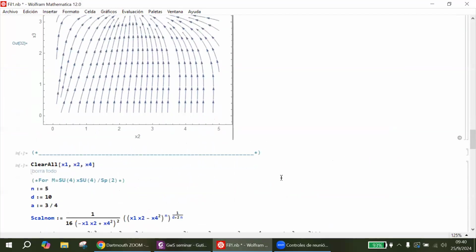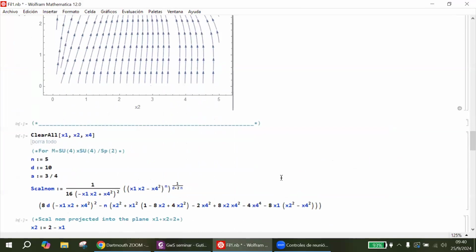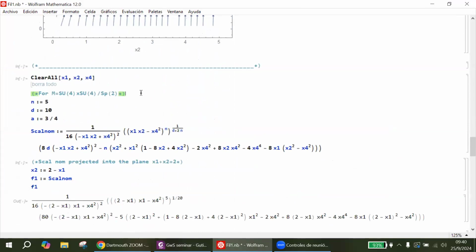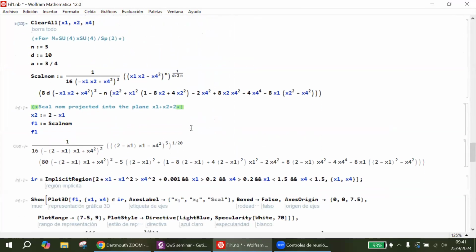Are you seeing the file? Yes. Great. So for this homogeneous space, we have the scalar curvature, and we can project it into planes to see a plot. First, we are going to project it into the plane x1 plus x2 equal to 2. This plane contains both non-diagonal Einstein metrics.